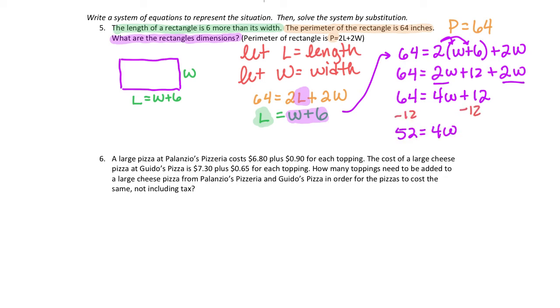Start by subtracting 12 from both sides. I've got 52 equals 4W now. Divide by 4, and we have that W equals 13. My final step is to take this 13 and substitute it back into this second equation, which is L equals W plus 6. That means that my length is equal to 19.